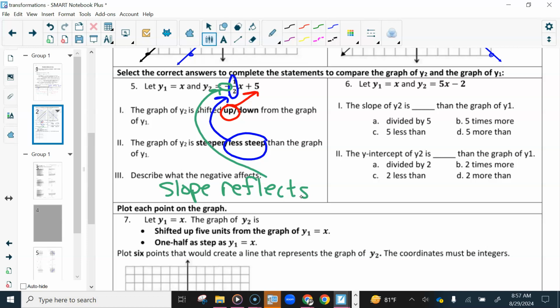Okay, so same thing. It gives us that original and it gives us this new equation. The slope of y2 is, now it gives us different options. Divided by 5, 5 less than, 5 times more, or 5 more than the graph of y1. So which of these could we apply to get?